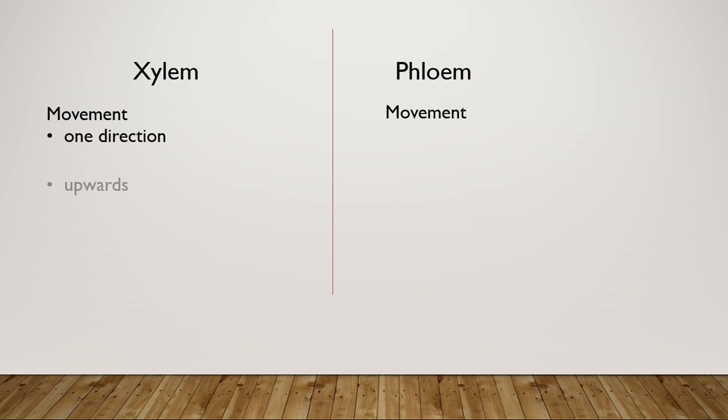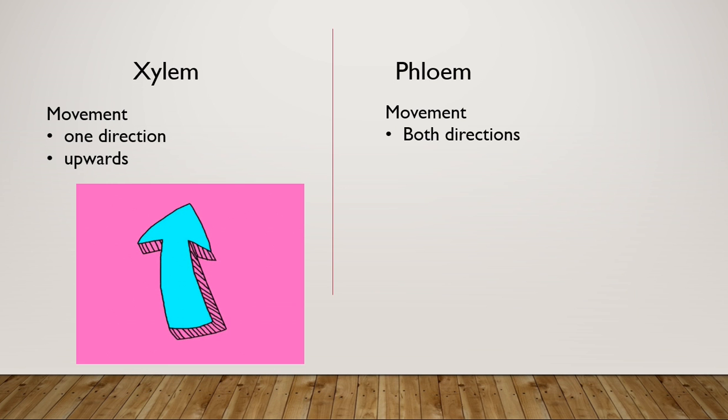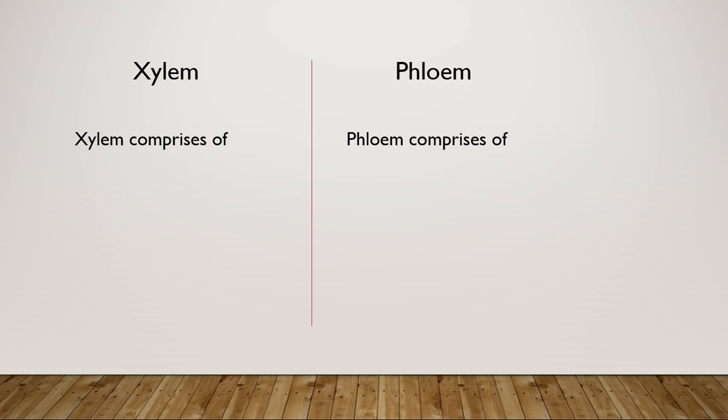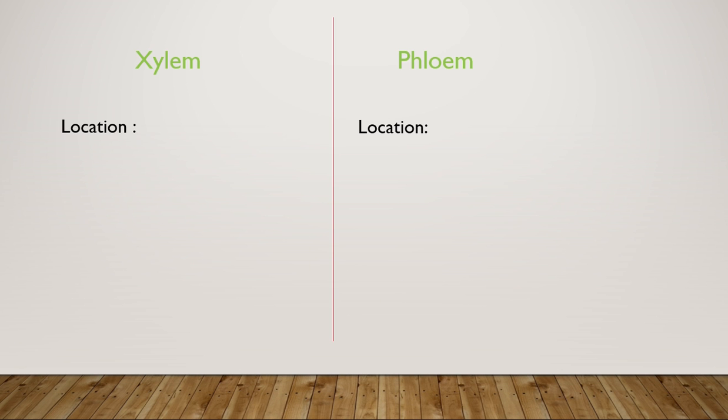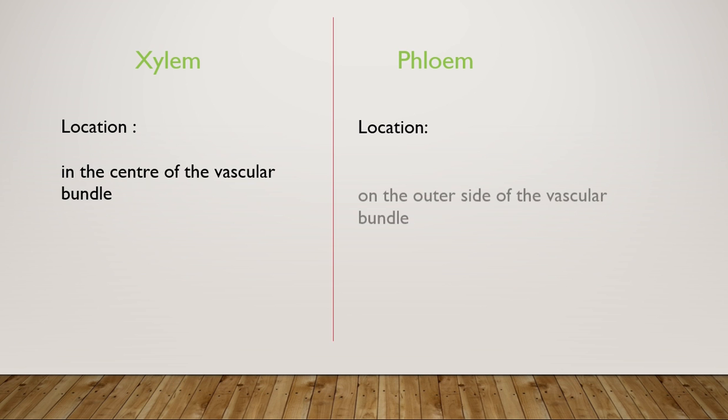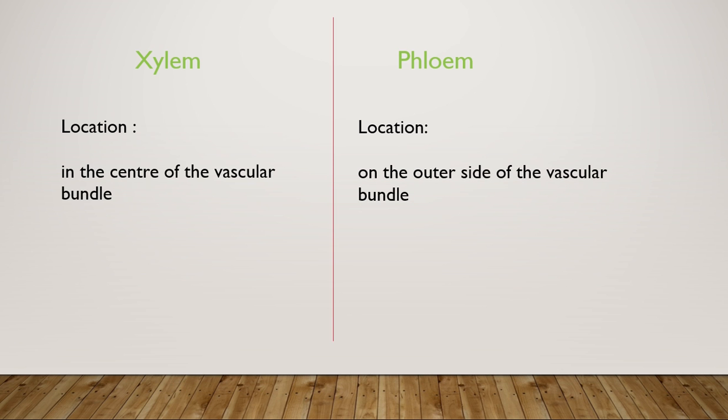Xylem tissue is unidirectional, it only moves upwards, whereas the phloem tissue moves in both directions, upwards and downwards. The xylem tissue comprises the xylem vessels, the xylem fibers, and the tracheids, whereas the phloem comprises the phloem fibers, sieve tubes, phloem parenchyma, and the companion cells. The xylem tissue is located in the center of the vascular bundle, and the phloem tissue is located on the outer side of the vascular bundle.